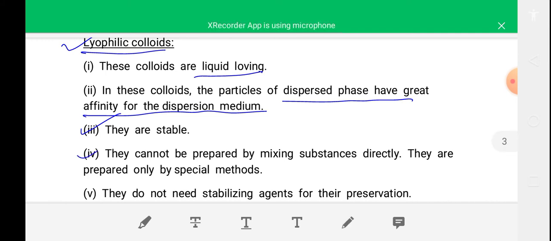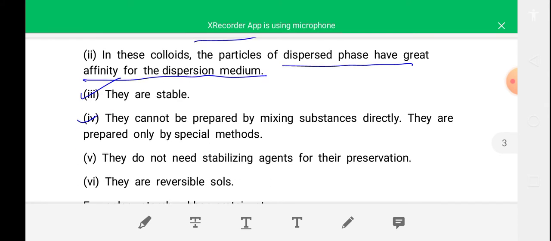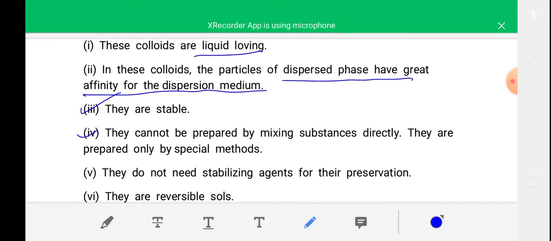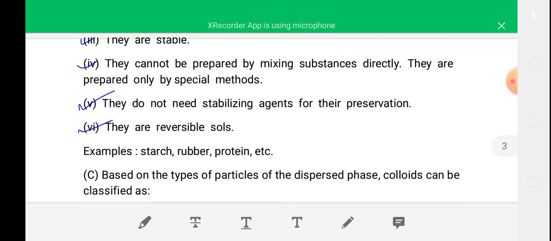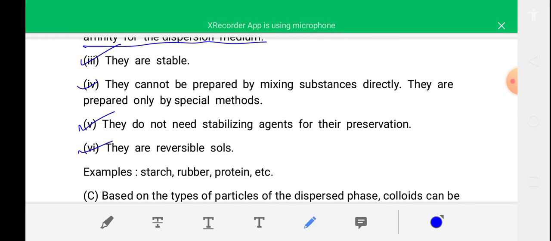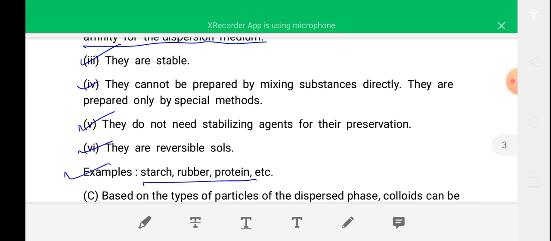The method of preparation of colloids is not given in the syllabus. Lyophilic colloids do not need a stabilizing agent for their preservation because they are more stable, and they are reversible sols. Examples of lyophilic colloids: starch, rubber, protein.